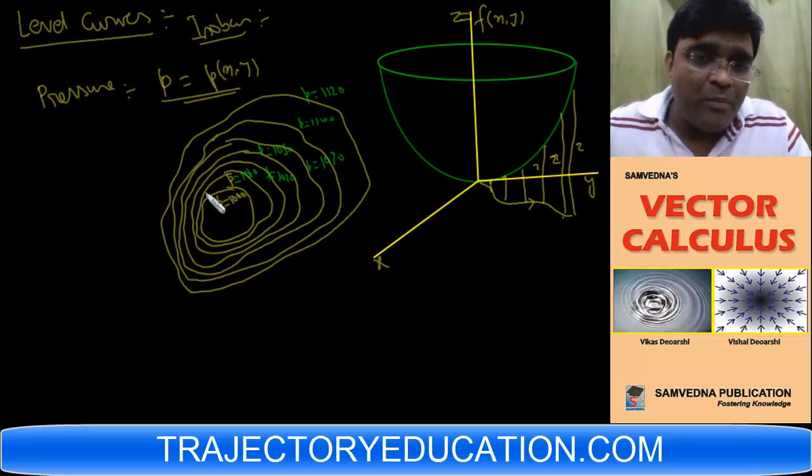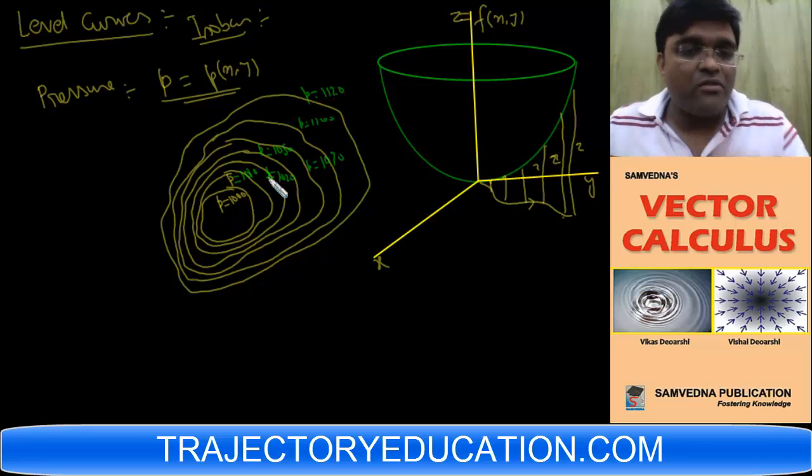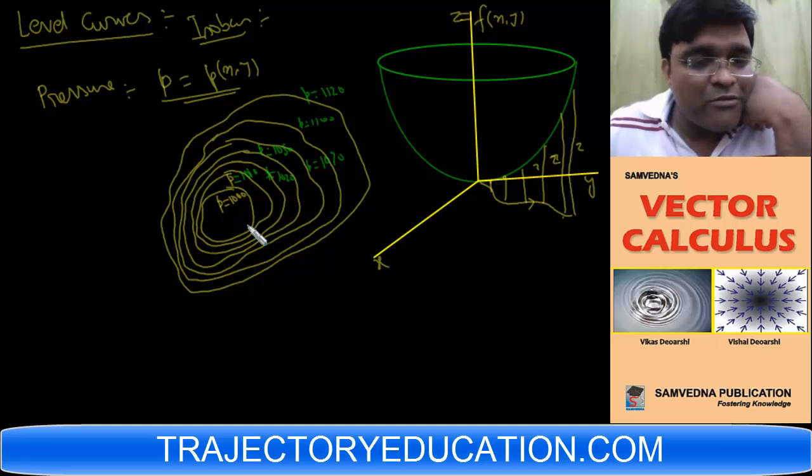So these are the curves joining all the places in a particular region. Say I am in Delhi, so I can say these are the curves joining all the places which have a pressure of 1000 bars. This is the curve joining all the places where the pressure is 1010. These are the points where the pressure is 1020. This is the curve joining all the points where the pressure is 1120 bar, right?